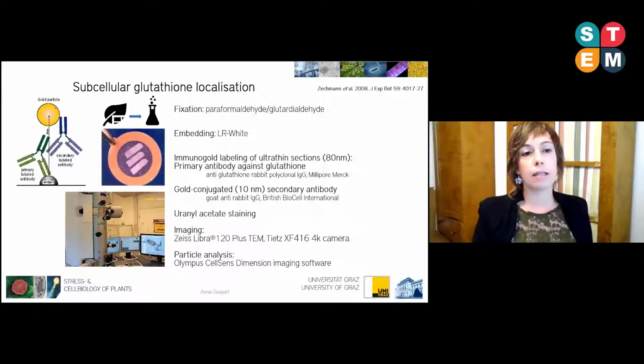And on top of that, it's conjugated to gold particles. And the gold particles are needed so we can visualize the glutathione with the transmission electron microscope. To enhance the contrast of our images, we use uranyl acetate staining. And we take the pictures with a 4K camera, which is mounted on a Zeiss Libra 120 Plus transmission electron microscope. To calculate how many particles we have per square micrometer in a certain compartment, we use Olympus cellSens Dimension imaging software.